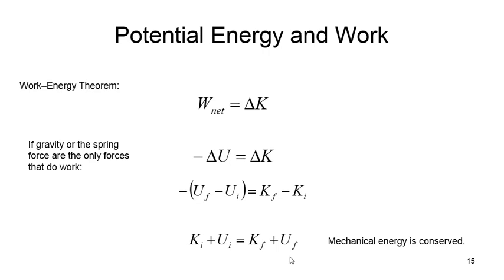So what can we say? If the only forces that do work are gravity and the spring force, then this will be our result, and mechanical energy is conserved. Let me just say that one more time. If the only forces that do work on our system are gravity and the spring force, then mechanical energy is conserved, and I can use this expression. We'll talk later about what happens if there's another force doing work.